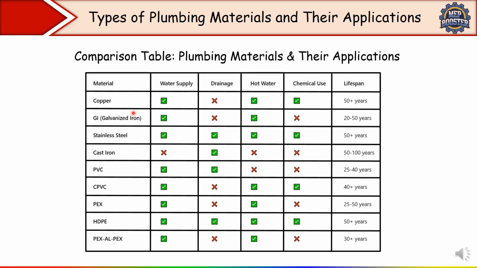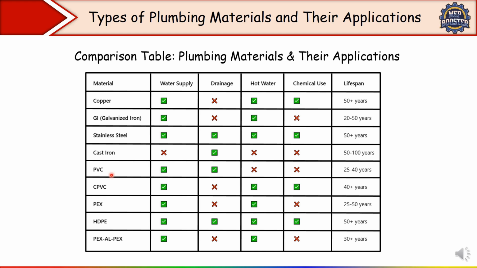Then we have stainless steel. It has high resistance to corrosion and chemicals, so used in high end application. But problem is what? It is expensive. But the advantage is what? Long lasting and strong. See, 50 plus. Then cast iron. It is also excellent for drainage and waste system. Cast iron pipe is excellent for drainage and waste system. Very strong and noise reducing. But too heavy and prone to rust for water supply. That is why we can't use this pipe normally in water supply system.